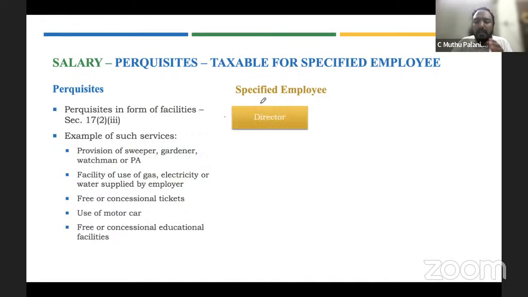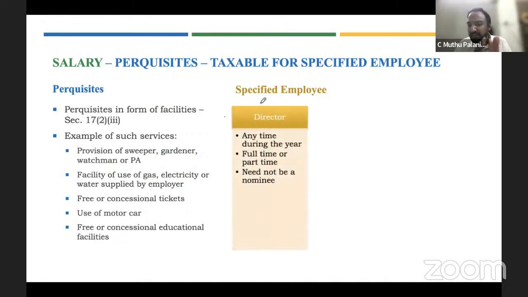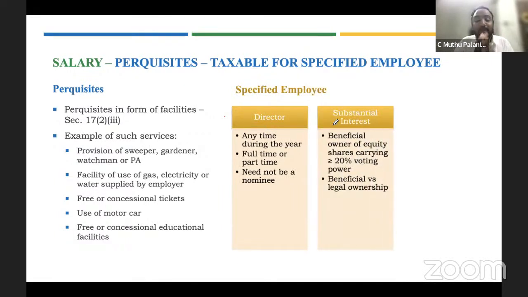There are 3 components to a specified employee. The first component is a director. You are a director anytime during the year. You could be a full-time director or a part-time director, but you are a director in that company. Next, you have substantial interest. When you say substantial interest, you are owning more than 20% of voting power in that entity. If you are owning at least 20%, then you are called a specified employee.